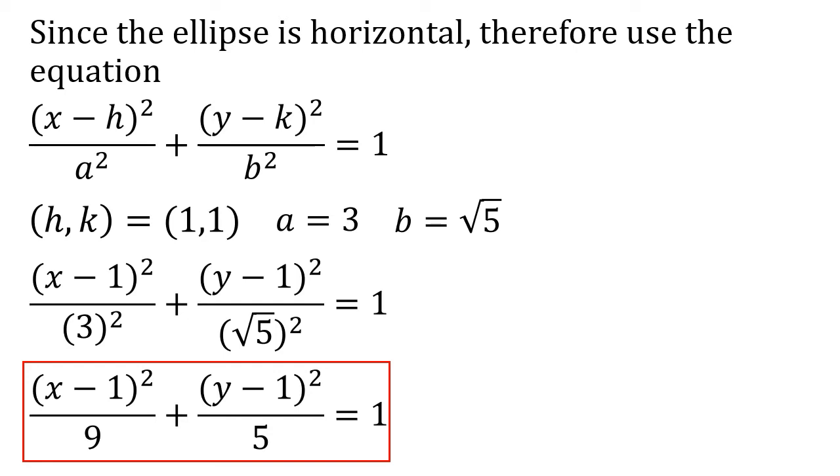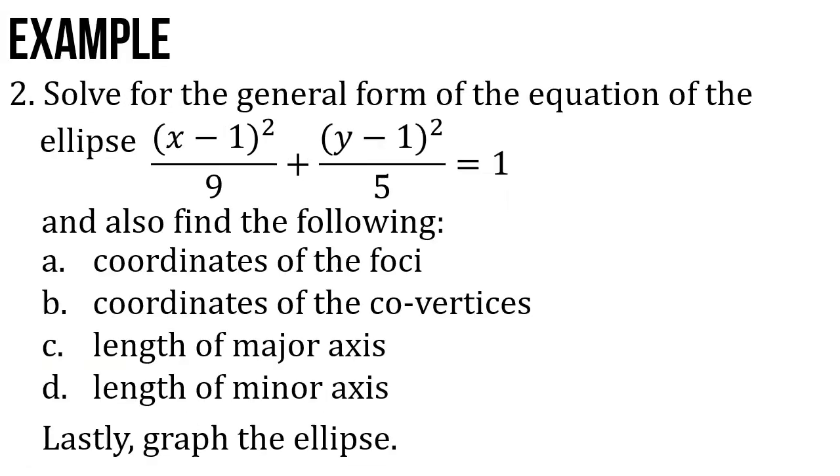So we got it. So now for number 2, solve for the general form of the equation of the ellipse (x - 1)² over 9 plus (y - 1)² over 5 equals 1. This is actually the standard form of the equation of the ellipse from item number 1. And also find the following: coordinates of the foci, coordinates of the co-vertices, the length of the major axis, the length of the minor axis, and lastly, graph the ellipse.